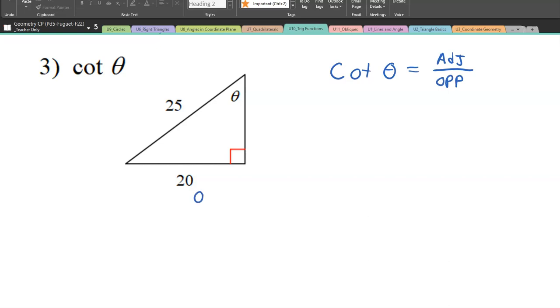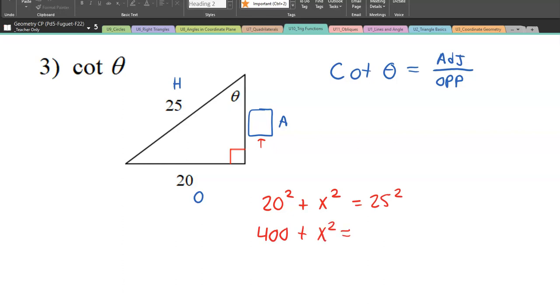So if we label our sides, 20 is opposite, 25 is hypotenuse, but we have a problem. We don't know what our adjacent is. And so because we don't know what our adjacent is, we will have to employ the Pythagorean theorem here. So it's 20 squared plus, then this we'll just call, I don't know, x squared? Sure, we can use any variable we want, so we'll call it x squared, equals 25 squared. So we're going to get 400 plus x squared equals 625.